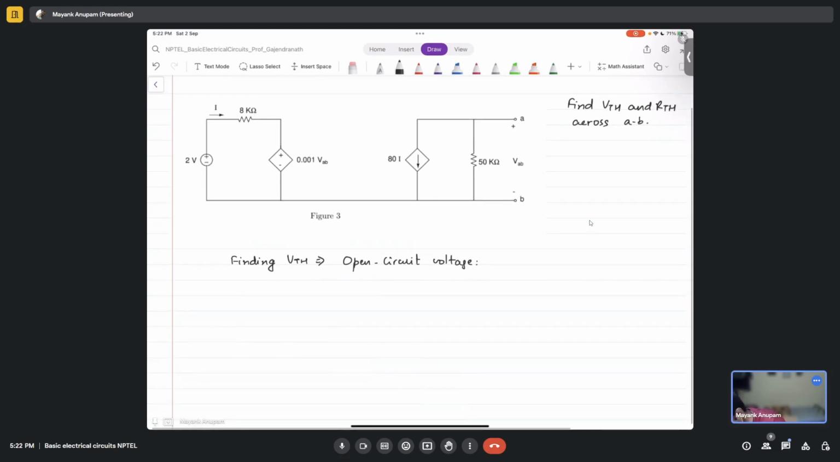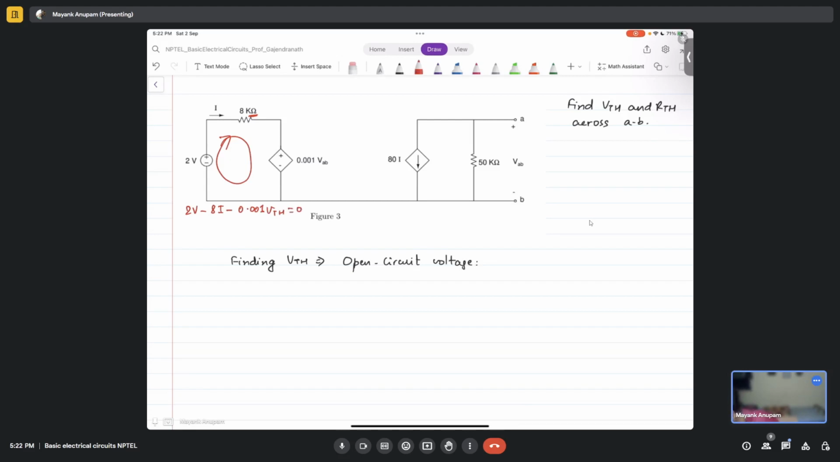So let's solve the circuit. Let's quickly do it. If you write the KVL equation here, it will be 2 volt minus 8I. I is assumed to be in milliamperes, that is why I have not taken K. K into milli will simply become 1. So 8I and then minus 0.001 VTH. VAB is VTH, right? Is equal to 0.